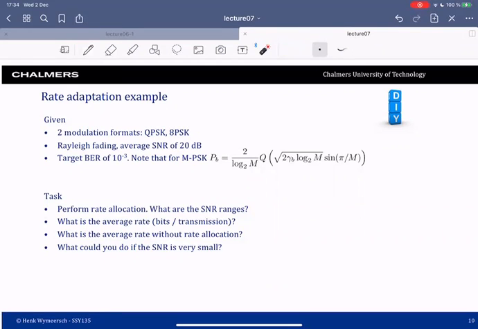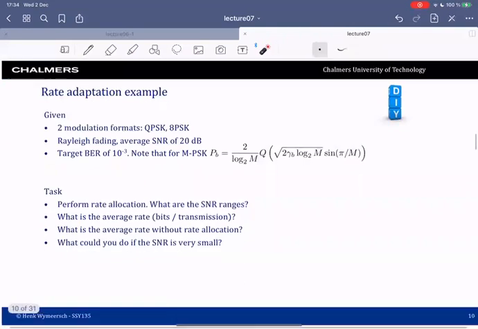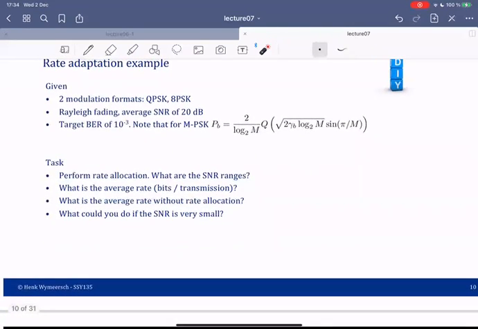Welcome back. Let's do a simple example of rate adaptation, assuming that you have two constellation formats. You have a channel with Rayleigh fading with an average SNR of 20 dB, so that's 100 in linear scale, and you have a target bit error rate of 10 to the minus 3.